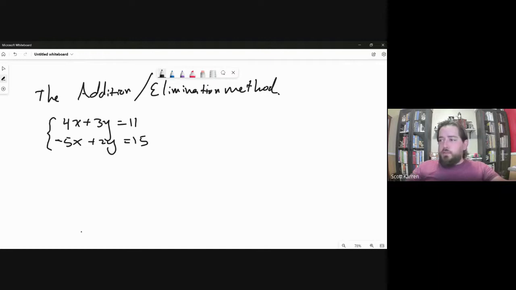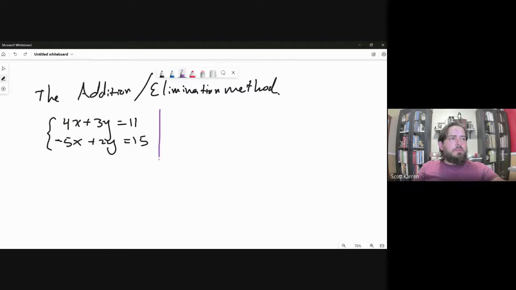Isolating one of these variables would be difficult. I'd end up with a fraction no matter what. I would just have to decide if my fractions were all over 4 or over 3 or over a 5 or over a 2, right? Whichever one of those is the least horrific fraction to be dealing with. But graphing it is also not very nice because these don't turn into nice y equals mx plus b's. It's not easy to find your x-intercepts or your y-intercepts for any of these. And so the addition method is typically the easiest to deal with.